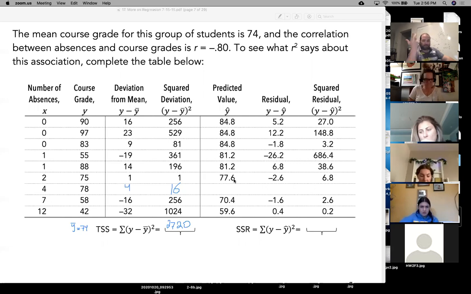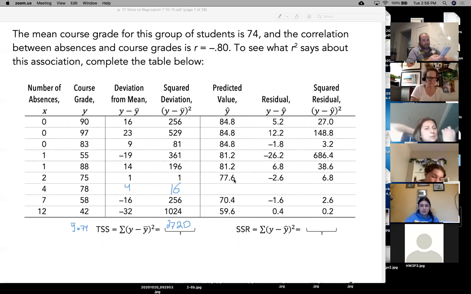Where's everyone else right now? How come 82.8? 80? That can't be right. Wait, what's happening? You're doing the 80. 84.8 minus 3.6 times 2. Oh, times 2, sorry. 3.6 times 2, the number of absences. Sorry, I don't see that in there.